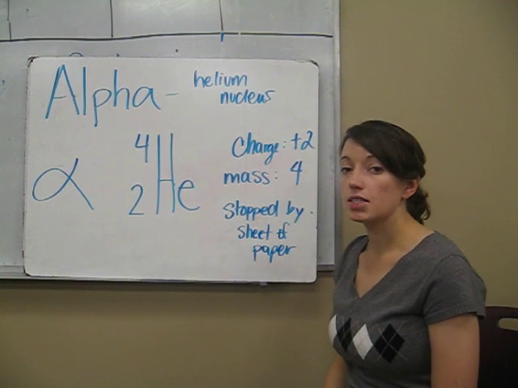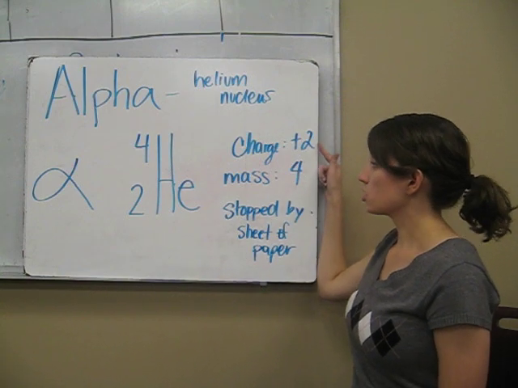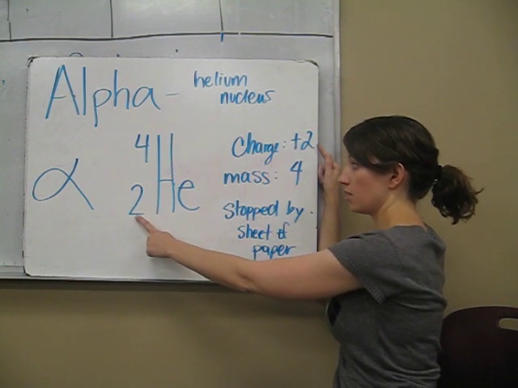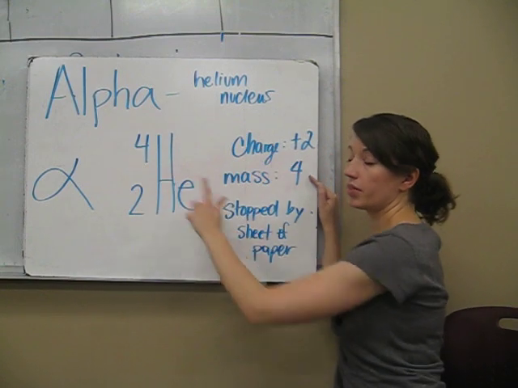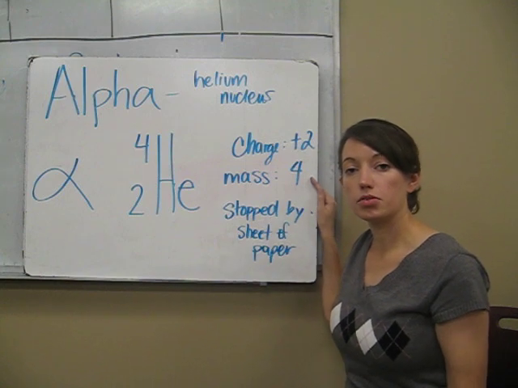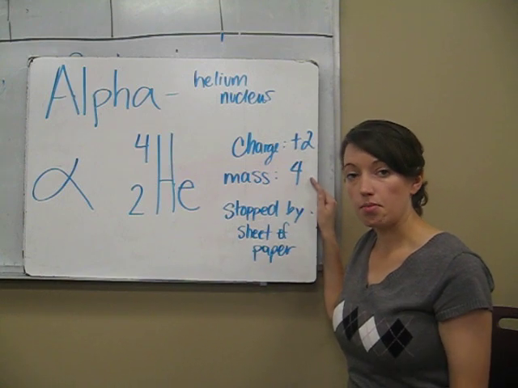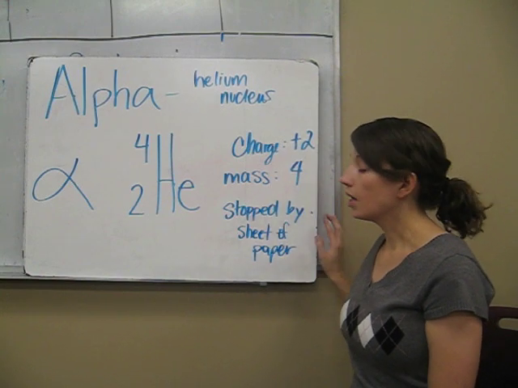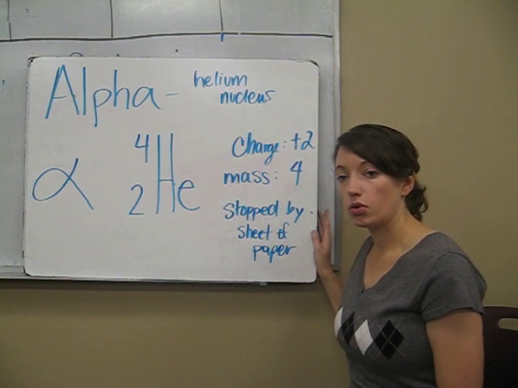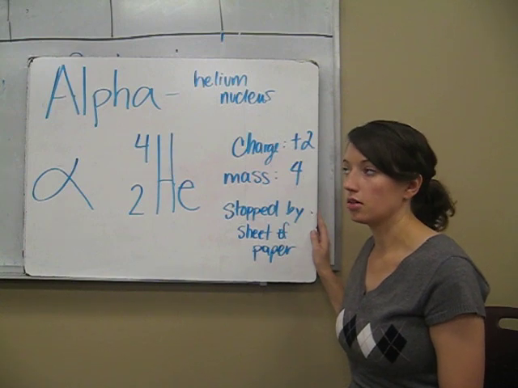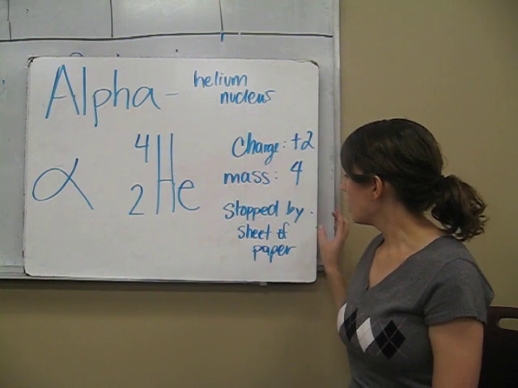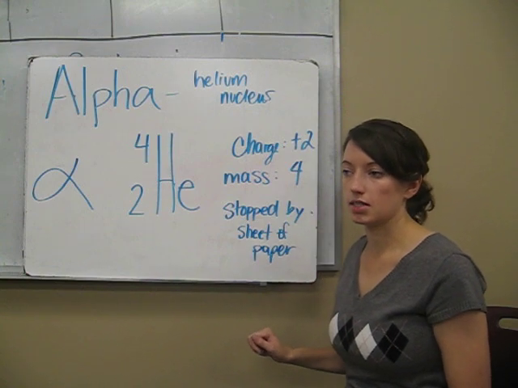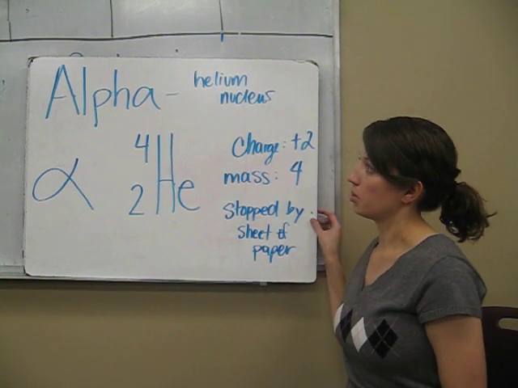Because this is just the helium nucleus, the charge is going to be +2 from the 2 positively charged protons. The mass is 4. The only thing in this particle are protons and neutrons. Each has a mass of 1 AMU, so the total mass is 4. Alpha particles are the weakest of the 3 big types of particles in radiation that we'll discuss, and it can be stopped by a sheet of paper. So a single sheet of paper can stop and block an alpha particle.